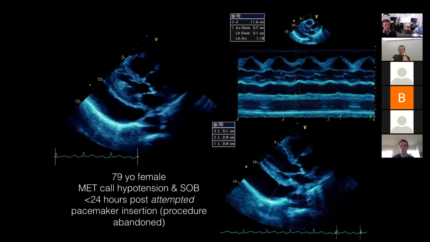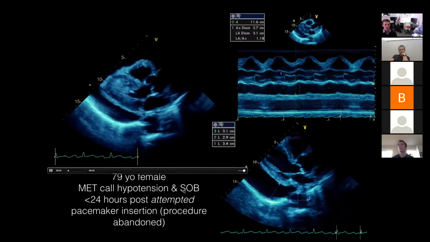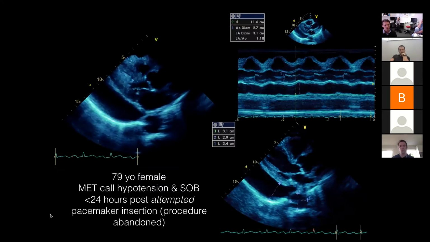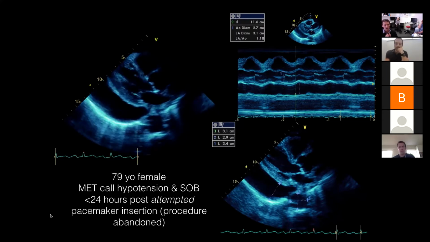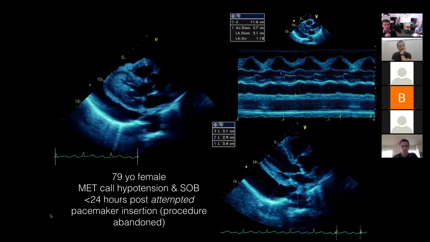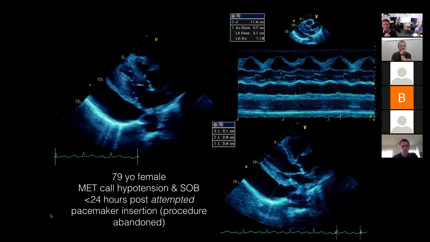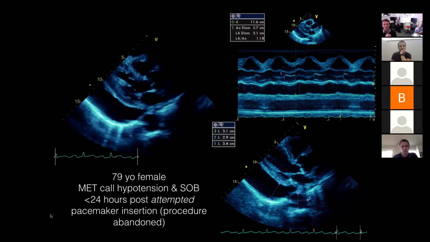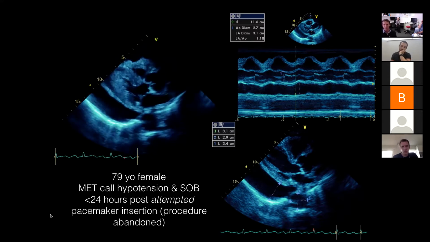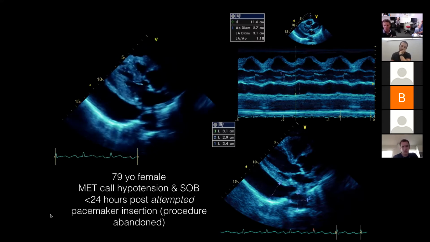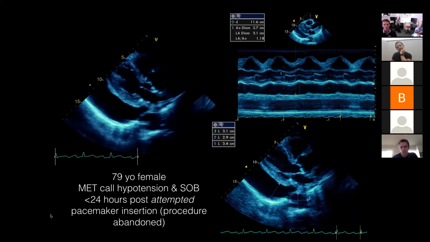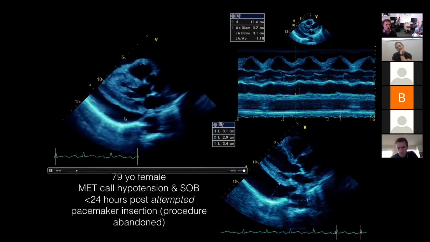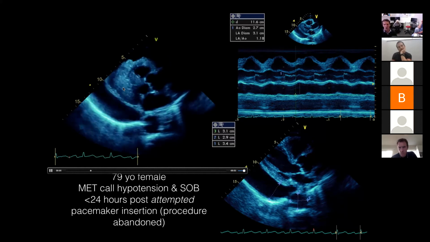Okay, quick case, and I'll hand over to Louise for awesome cases. So this is a 79-year-old female. We had a MET call shortly after this patient had a pacemaker insertion. The procedure was abandoned because it was difficult, and a MET call happened, and they called for the focus study very quickly, and here you can see this large pericardial effusion with a swinging heart going in and out of it.